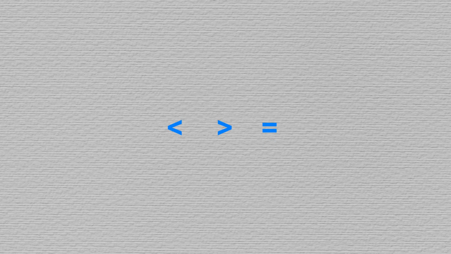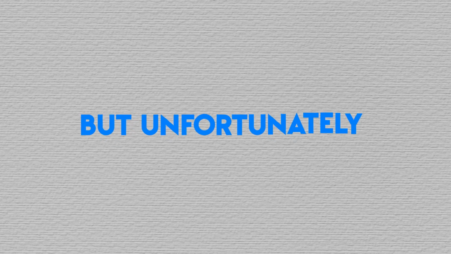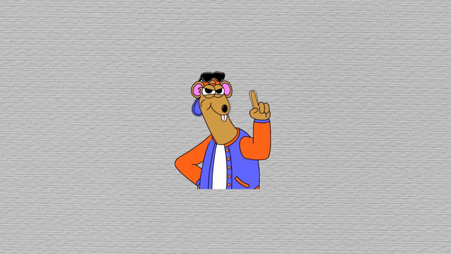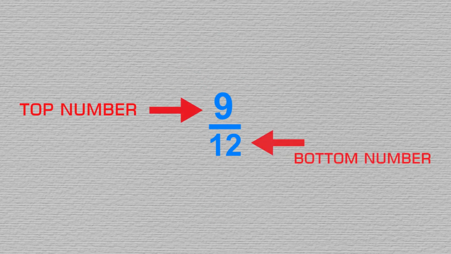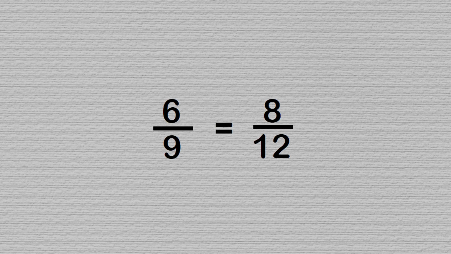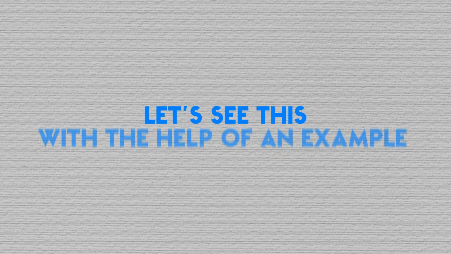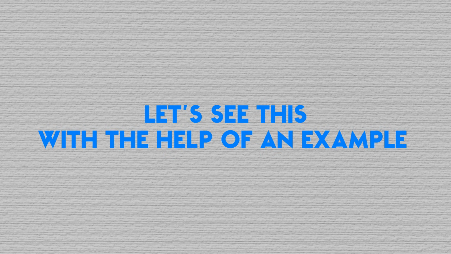That sounds easy, right? But unfortunately, unlike regular numbers, it is not always easy to tell which fraction is bigger just by looking at them. That's because the value of a fraction depends on both the top number and the bottom number, and since it is a division problem, the value depends on the relationship between the numbers too. Let's see this with the help of an example.